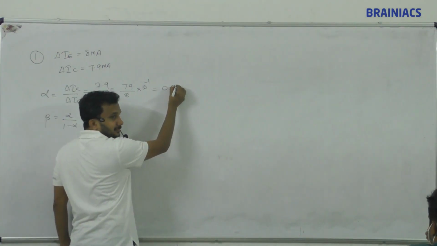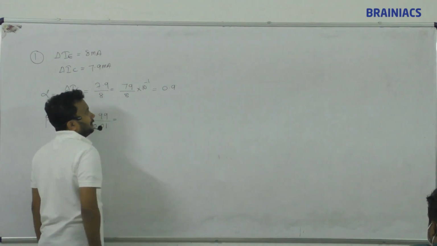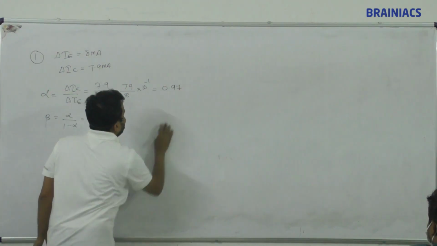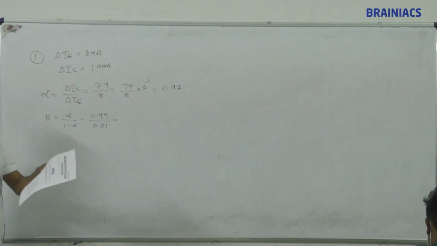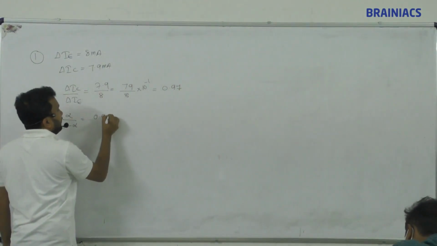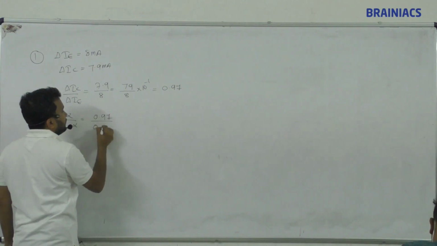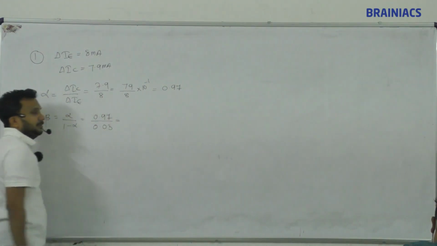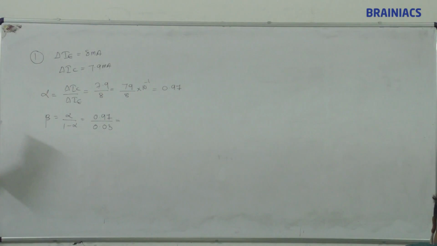0.97 only. Okay, let me give, we'll see. If alpha is 0.97, then what? 0.97 divided by 0.03. What this is coming? That is called a beta, right?